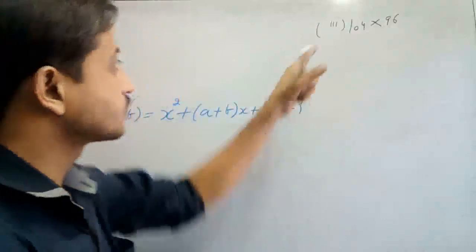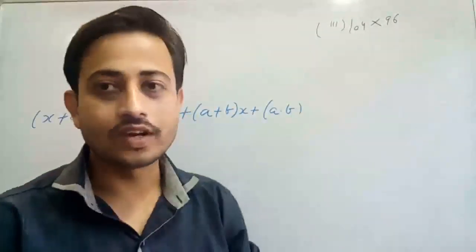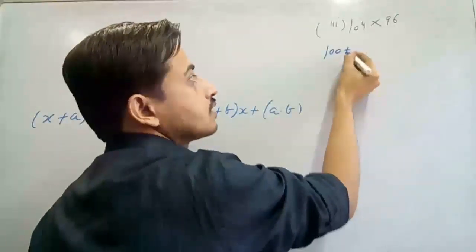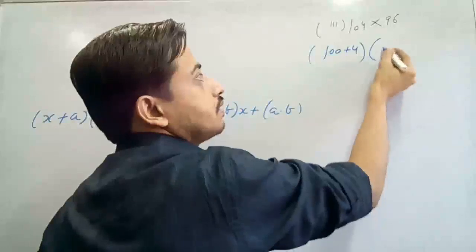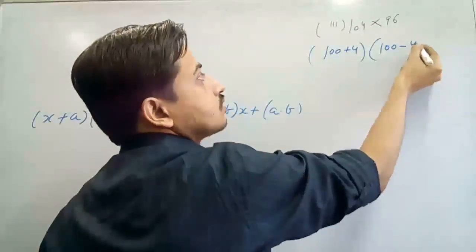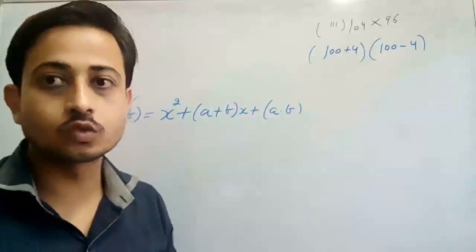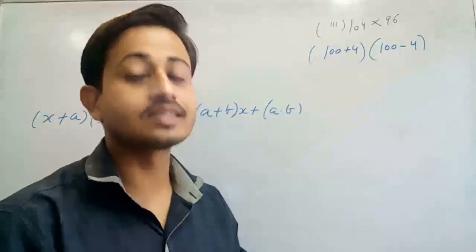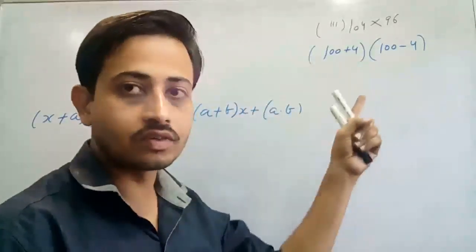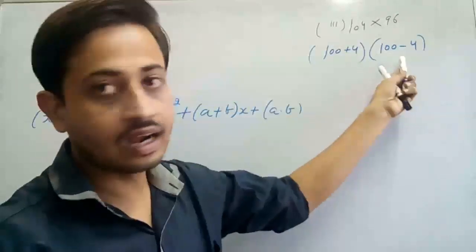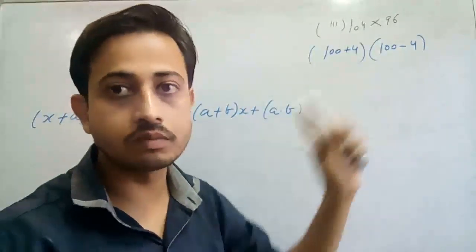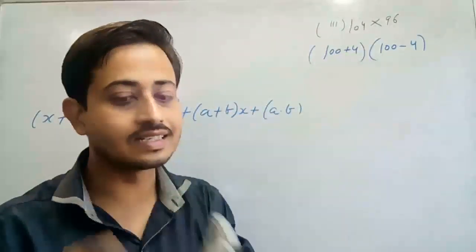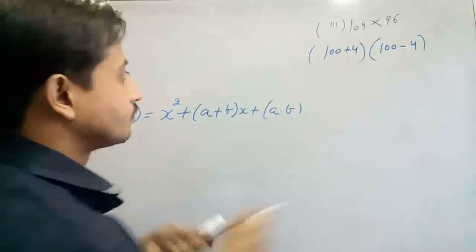Now look at the next part. The third part is: 104 multiplied by 96. 104 can be written as 100 plus 4, and 96 can be written as 100 minus 4. It's very easy. Please read the identities and find out which identity we have to use. 100, 100, 4, 4: the identity has the same numbers, but the difference is the minus sign. So what's the identity?